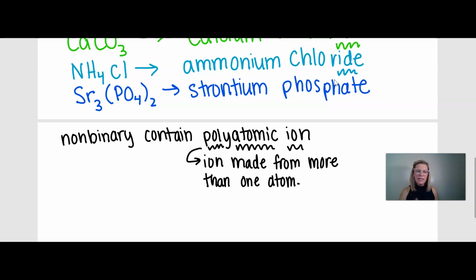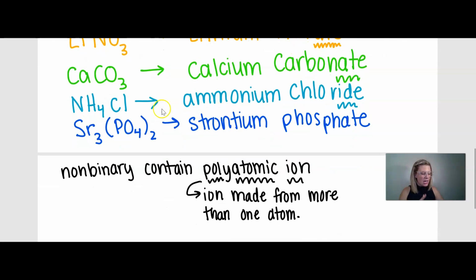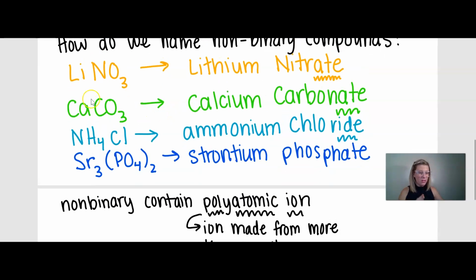Let's go back up and I want to show you where those polyatomic ions are in the compounds that we looked at. You can tell from the name where the polyatomic ion is. Lithium is named totally normally, which means that your polyatomic ion is this ion, nitrate. Calcium, again, named normally, so our carbonate is this ion here. Ammonium chloride, which of these is named normal?